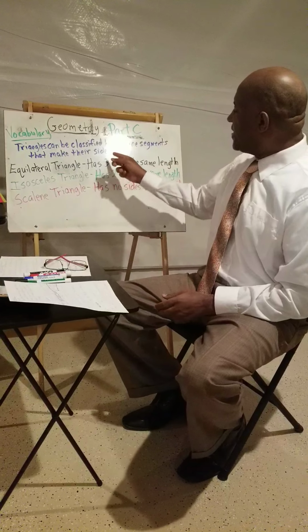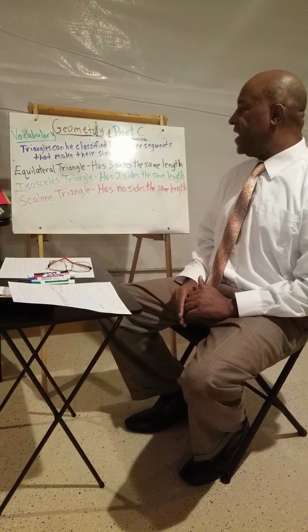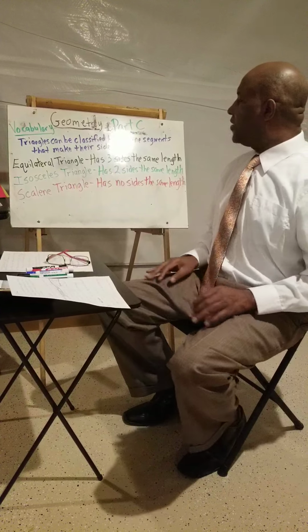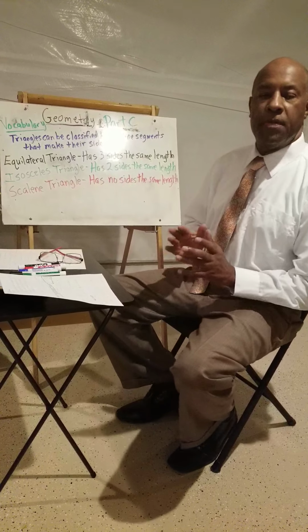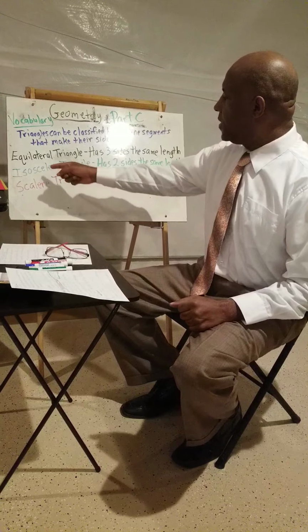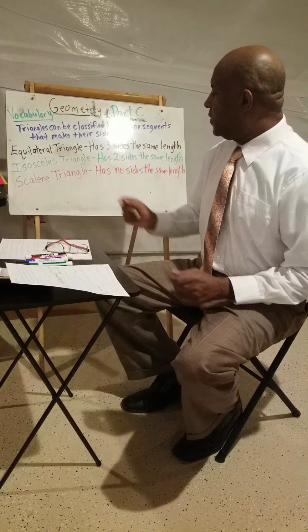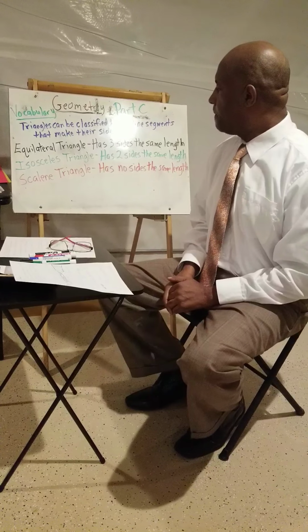Triangles can be classified by the line segments that make their sides. Okay? Triangles can be classified by the line segments that make their sides. So what do we mean by that? What we've been doing all day is one part that we talked about is an equilateral triangle. Okay?